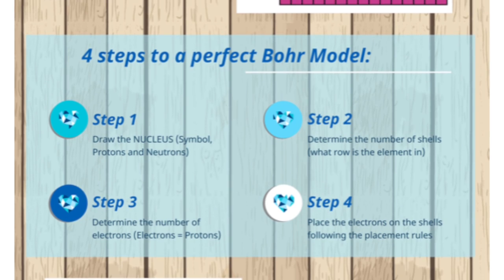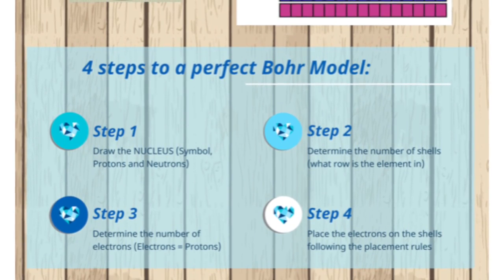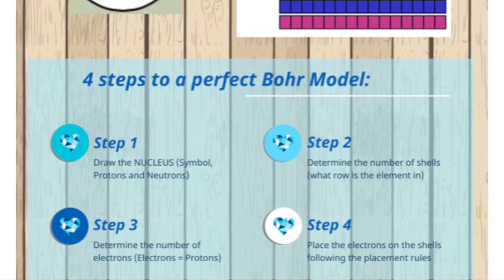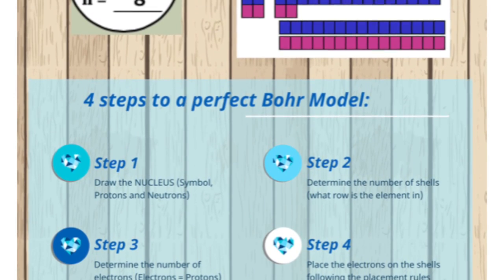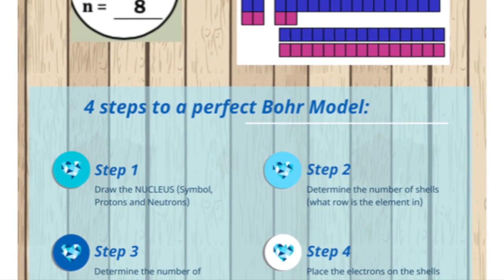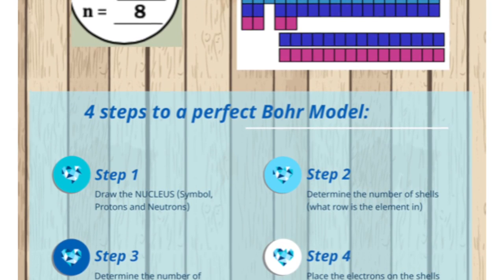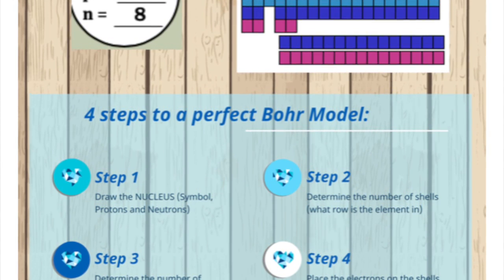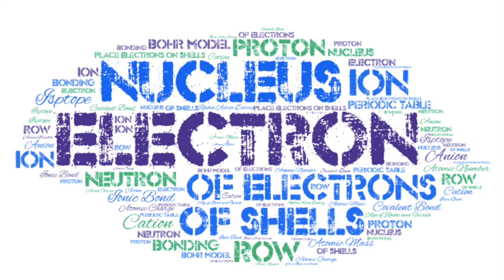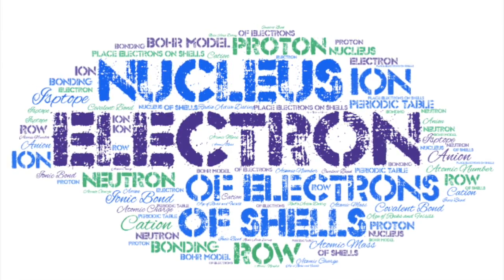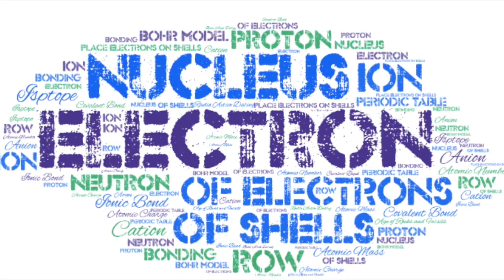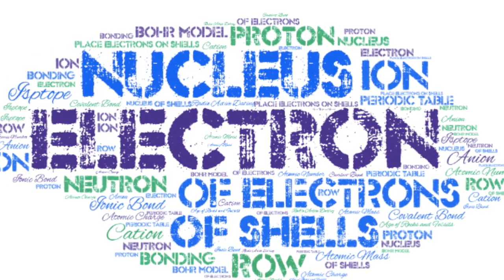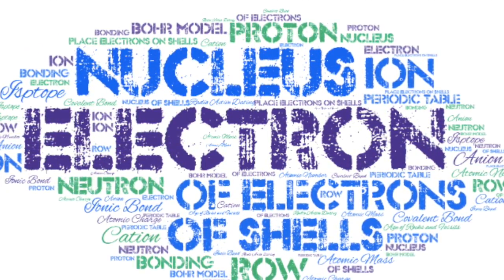If you look at the 4 perfect steps, step number 1 is to create the nucleus. Step number 2 is to determine the number of shells. Step number 3 is to determine the number of electrons. And step number 4 is to apply those electrons to the correct shells. If you look at the Wordle, that not only has all of the important vocabulary for this unit, but it also has clues to those 4 perfect steps. Have a great time creating those perfect Bohr models.